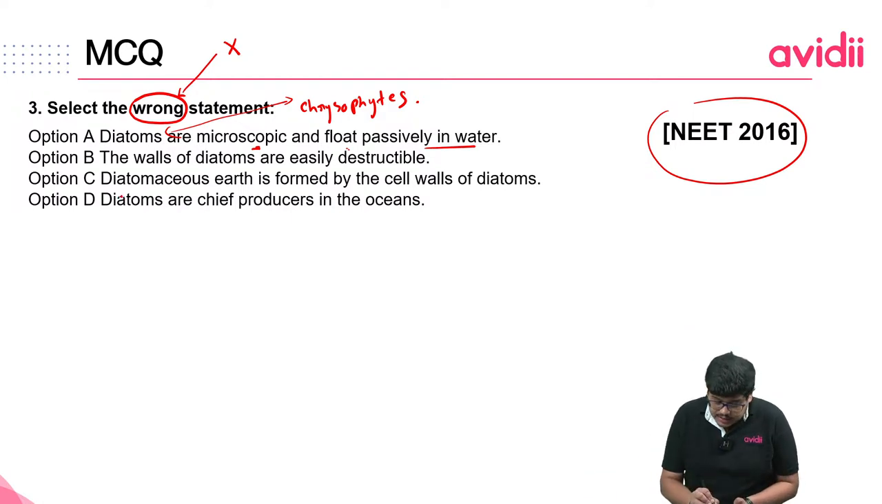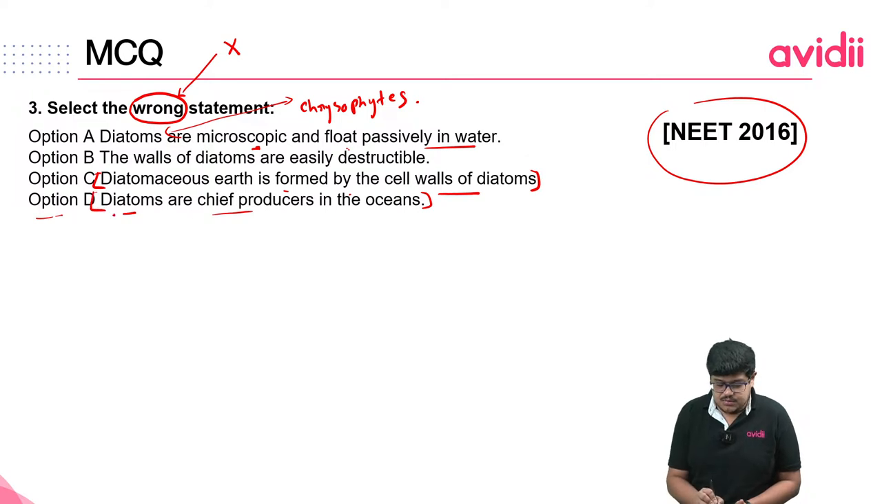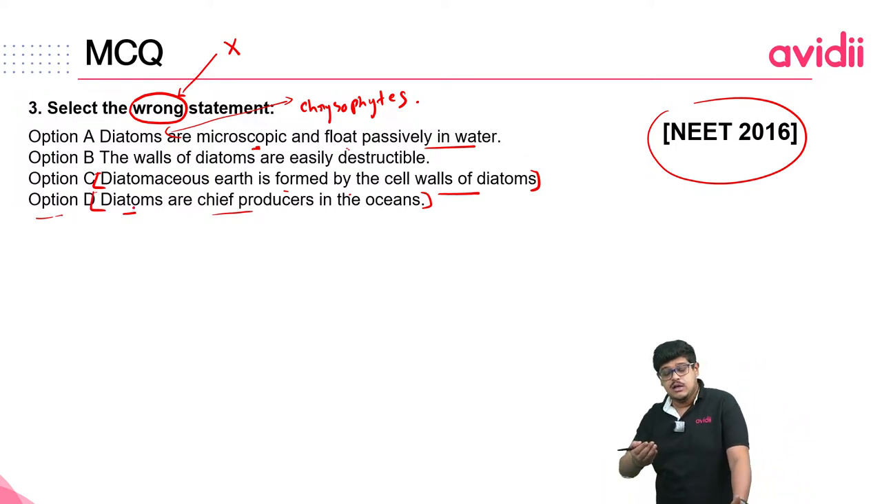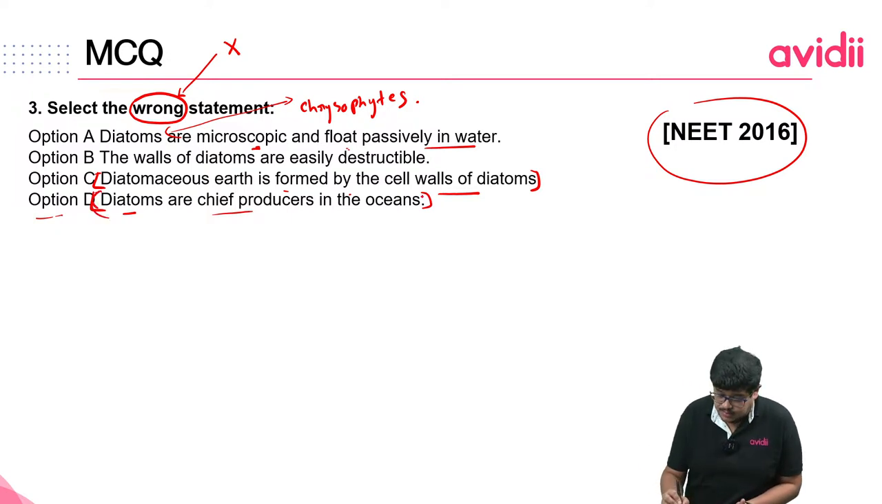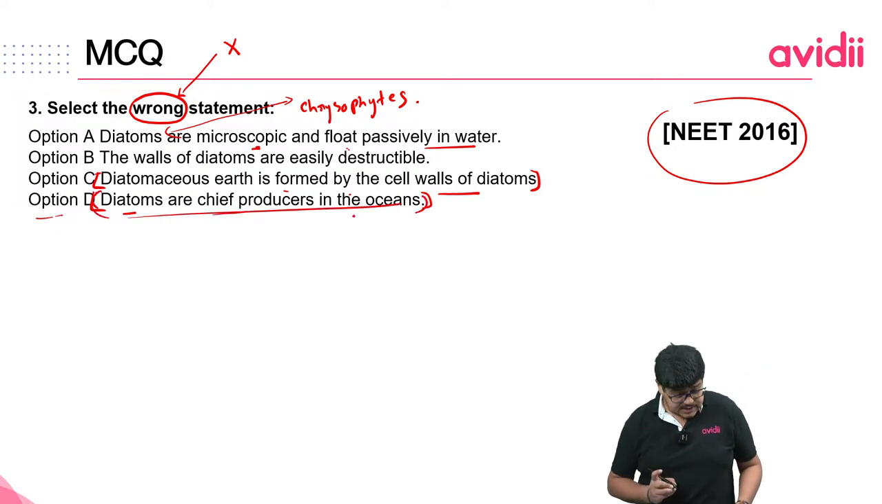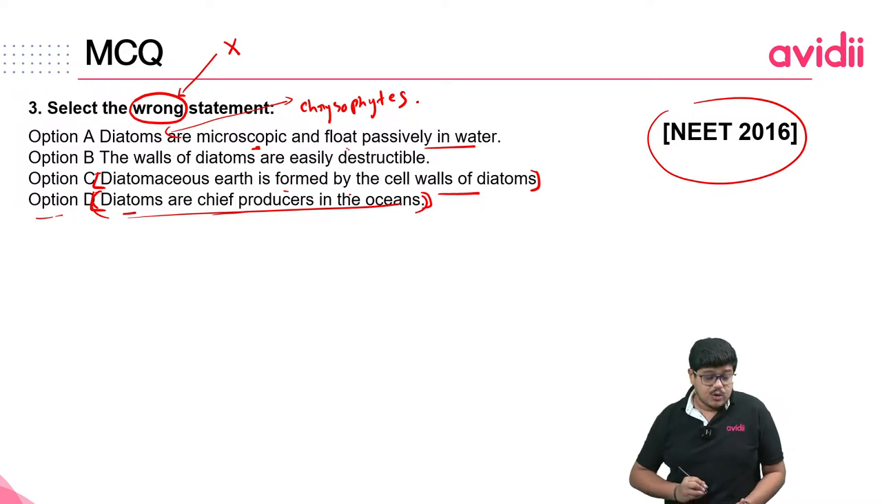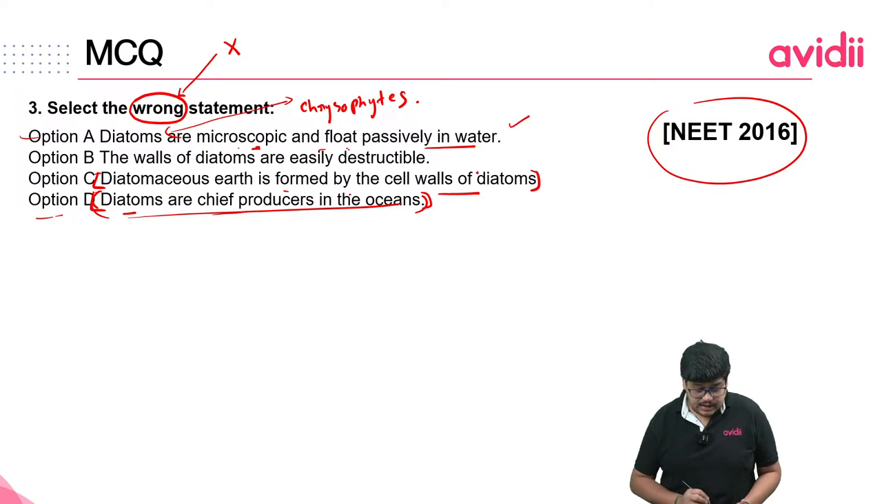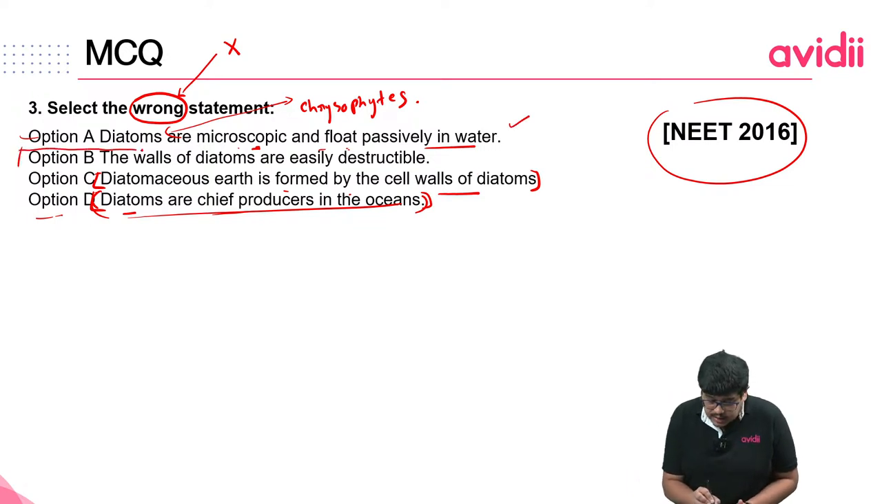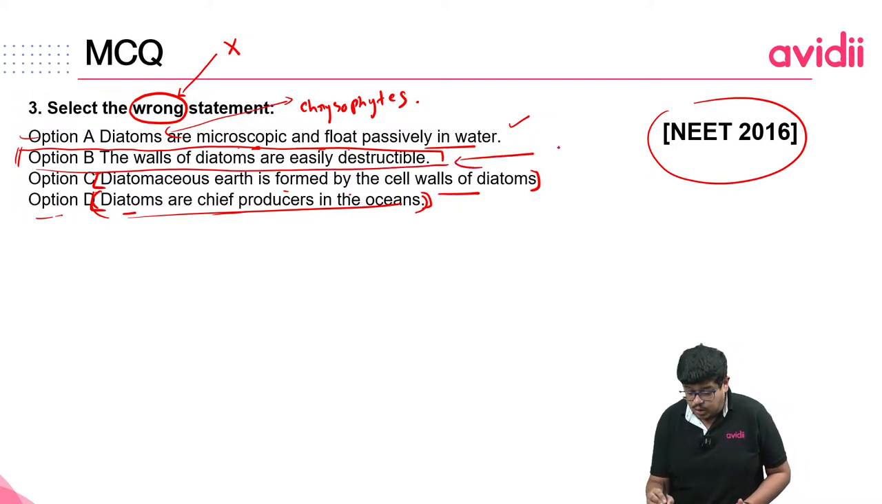Option number 3. Diatomaceous earth is formed by the cell walls of the diatom. चलो diatom से है diatomaceous earth तो होगा. Option D. Diatoms are the chief producers in the ocean. So coming to the, you can say the zooplankton, it is the chief producers in the oceans. We are observing, okay, it to be as the phytoplankton part, the chief producer of the oceans. Now, so हमारे पास कौन सा option है जो incorrect है? देखते हैं. Diatoms are microscopic and float passively in water. Yes, they are correct. But ये जो option है, the walls of diatoms are easily destructible. This option is incorrect. Because क्यों?